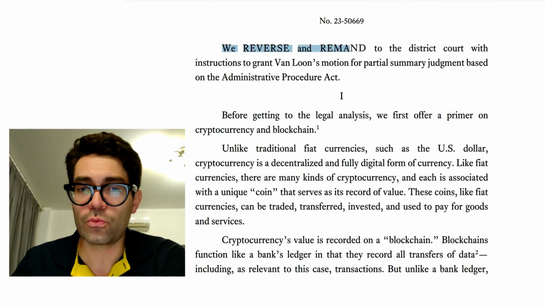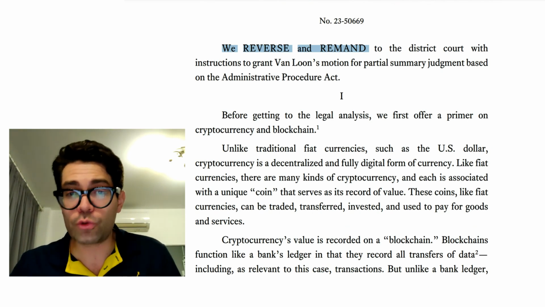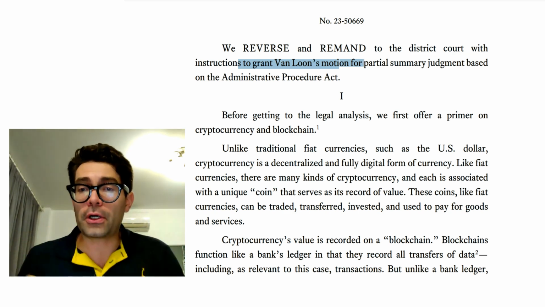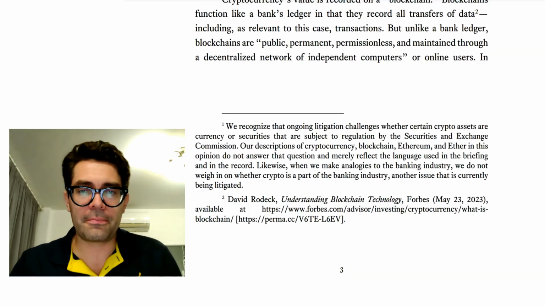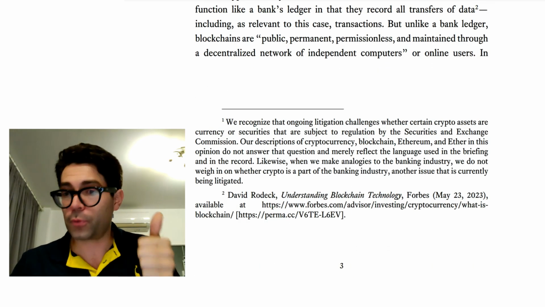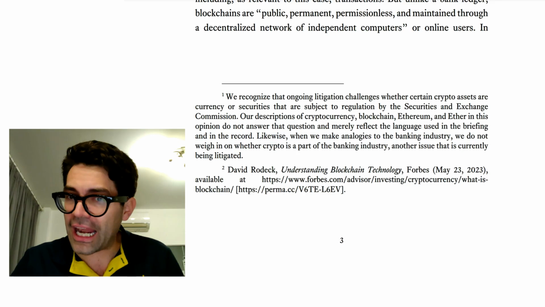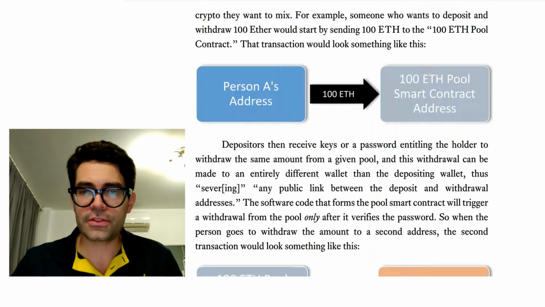But just check this: "We reverse and remand to the district court with instructions to grant Van Loon's motion for partial summary judgment." What does it mean? Well, I'm going to explain that. But this is very important for privacy, for blockchain, and for the future of developing elements. So let's begin, and you can read this document.